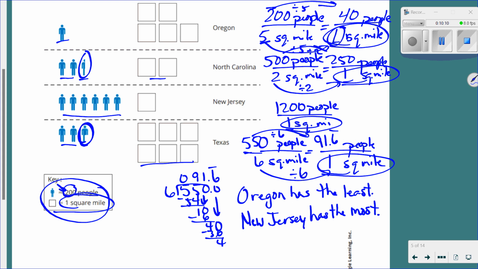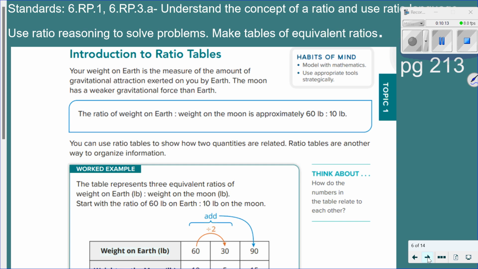Okay? Let's go ahead and go to our next page. Everybody should be on page 213. So this is where we're talking about using ratio reasoning to solve our problems.